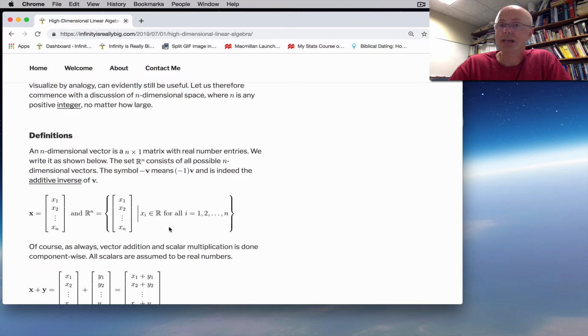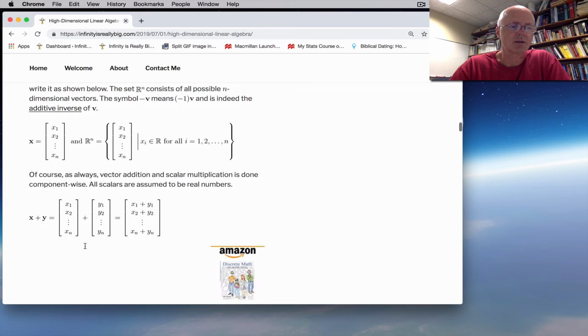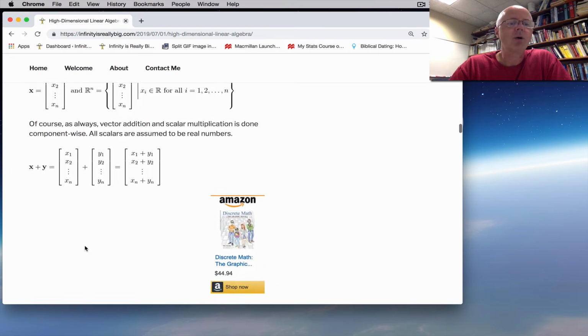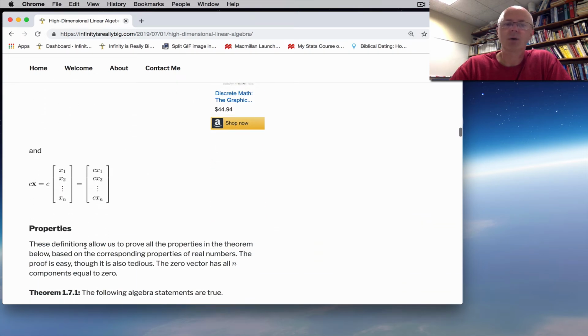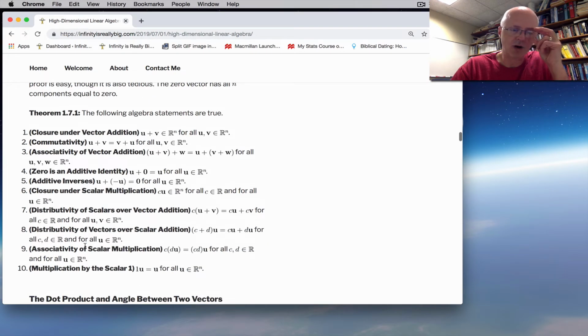And Rn is the set of all such things where the entries we're taking to be real numbers. We're always doing real linear algebra in this book for the most part. Maybe some complex later, we'll see. You can add them component-wise, you can multiply them by scalars component-wise. There's properties that are satisfied, okay? And I've mentioned before that these properties are pretty easy to verify, though kind of tedious.